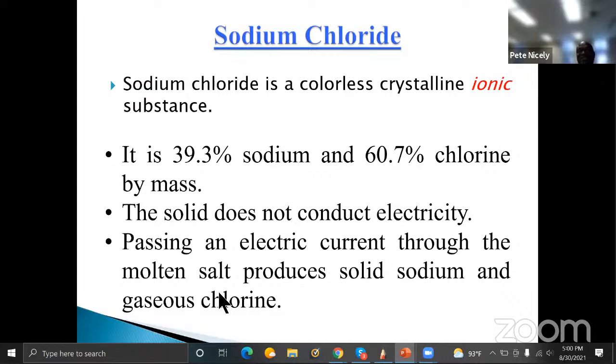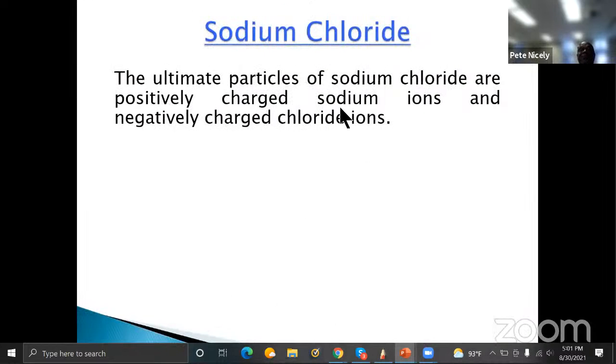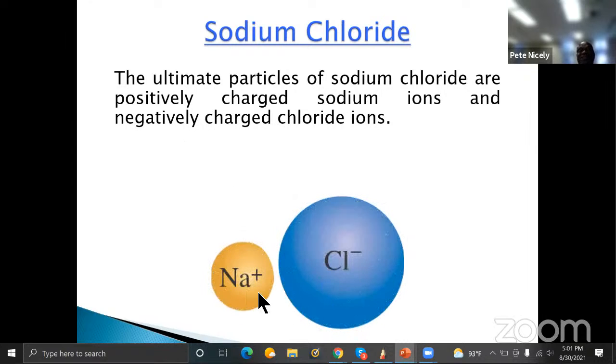Now, if you melt it, then the ions will be more mobile, and therefore you can pass an electric current through it. And when that happens, a reaction will take place where sodium and chlorine will be formed as a result. So we call this electrolysis, where we use an electric current to break up the sodium chloride into its constituent elements. As stated here, the particles of sodium chloride are positively charged and negatively charged. The sodium ions are positively charged and the chloride ions are negatively charged. As a result, you're going to have a strong attractive force between the ions.